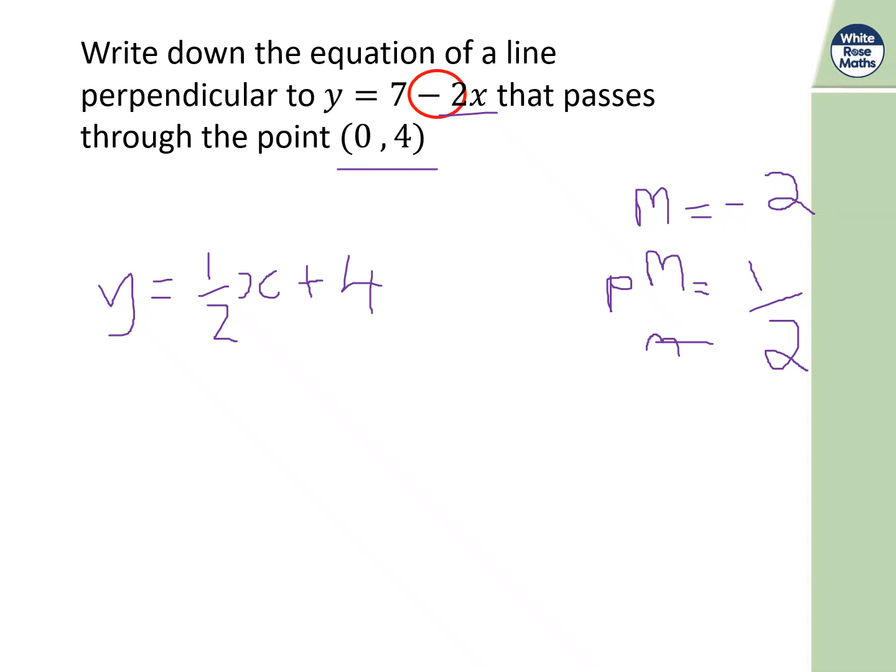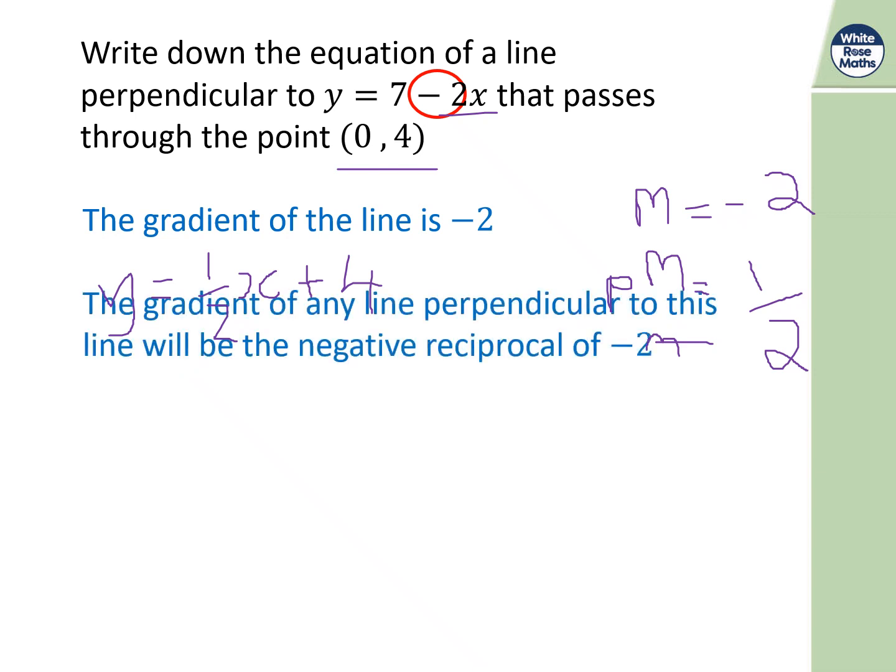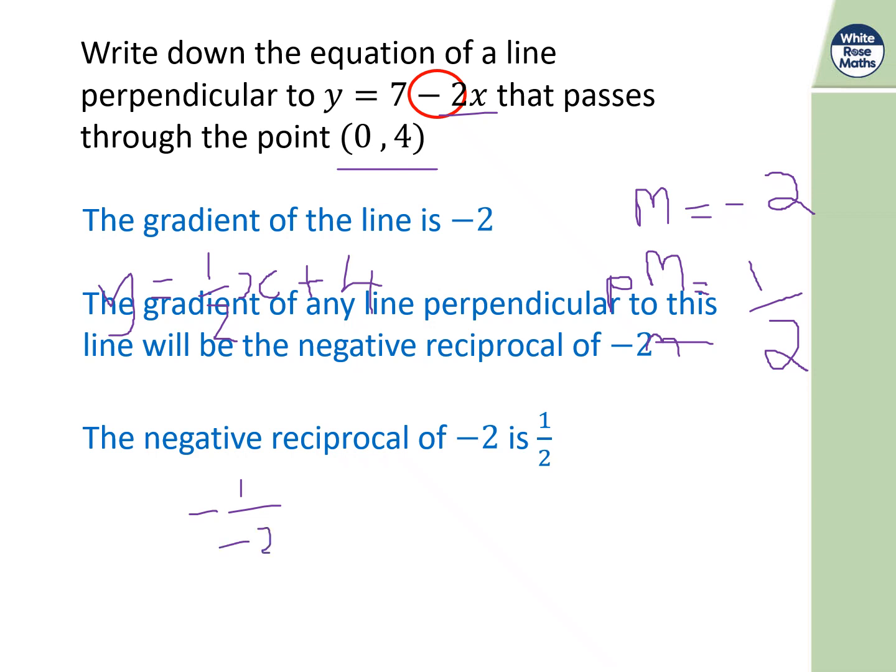So negative 2 there. The gradient of any line perpendicular to this will be the negative reciprocal of minus 2. So the negative reciprocal of minus 2 is equal to a half, because it becomes minus 1 over minus 2, just to make it clear, which goes to positive a half, or 0.5.